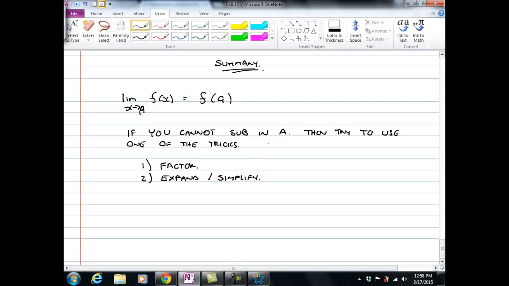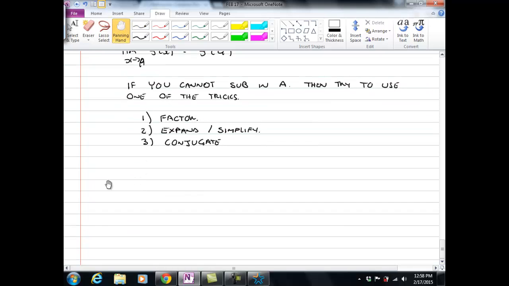If that doesn't work, if there's a square root somewhere, maybe I'll try using something called the conjugate approach. If 1, 2, 3 fails, we go with left hand and right hand. But we don't really do that because I'll show you 4, 5, 6 later. There's actually 4, 5, 6 methods. For now, we're going to be stuck with the first three: factor, expand, and conjugates.